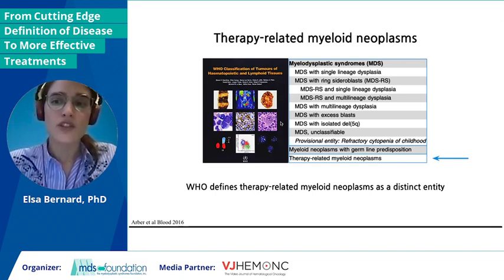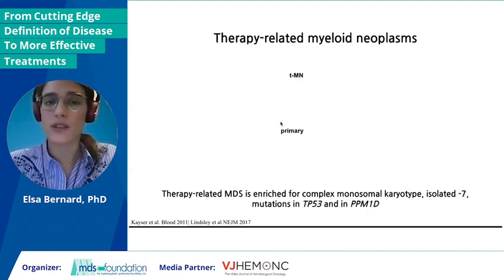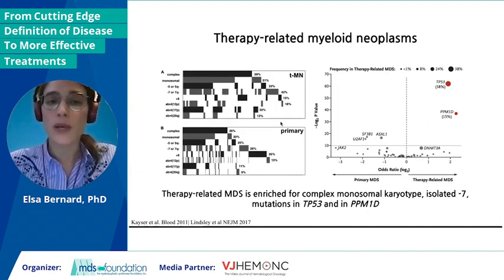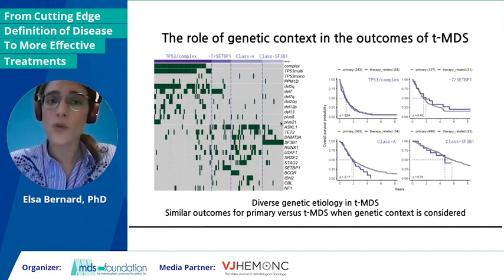where currently the WHO defines therapy-related myeloneoplasms as a distinct entity combining patients that have previously received treatments for non-myeloid disorders. We know that therapy-related MDS is enriched for complex cytogenetics, monosomal karyotype, as well as isolated monosomy 7, and mutations in TP53 and PPM1D, a regulator of TP53. Yet, we do observe diversity in the genetic etiology of therapy-related MDS.